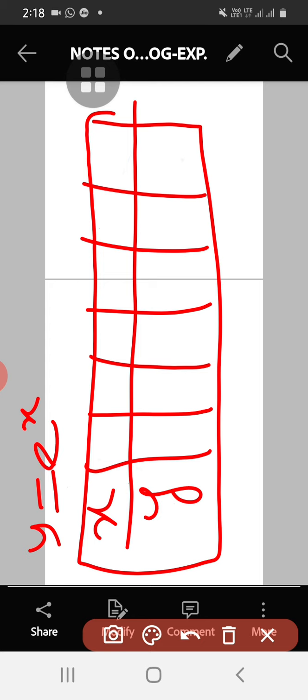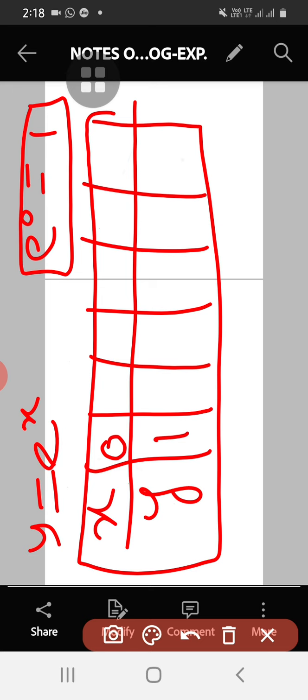Remember that the value of e is 2.7. We start with 0. If I put x is equal to 0, then e to the power of 0 is equal to 1. This is very, very important. If I give x is equal to 1, then y is equal to e to the power of 1, that will be e only, which is 2.7.